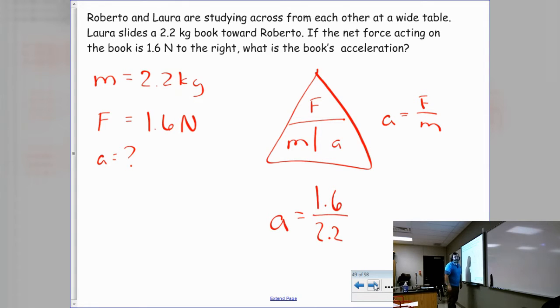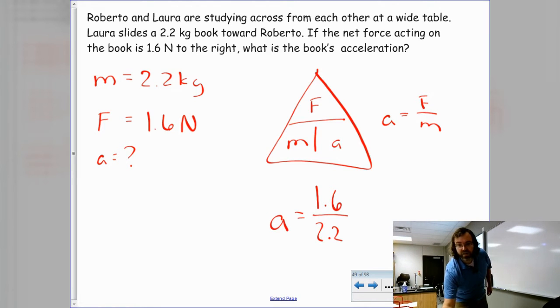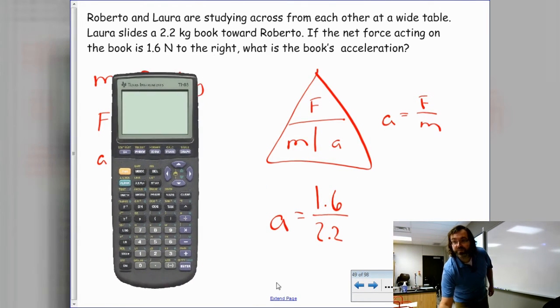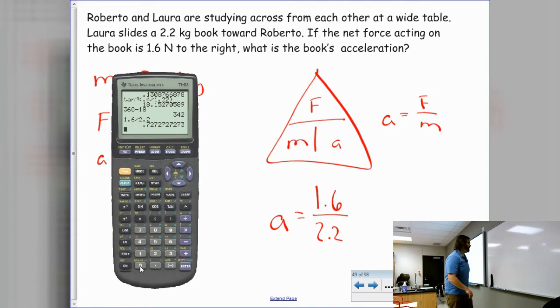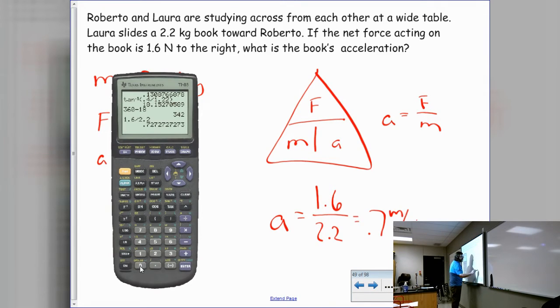If I pull up my calculator real quick, 1.6 divided by 2.2 is 0.7 meters per second squared. That is our acceleration. Done.